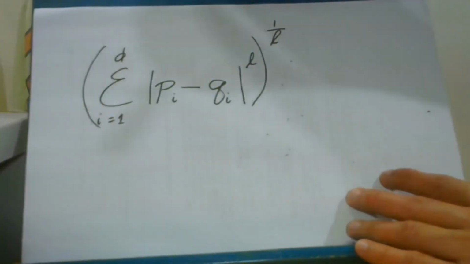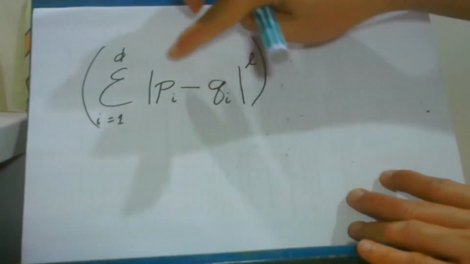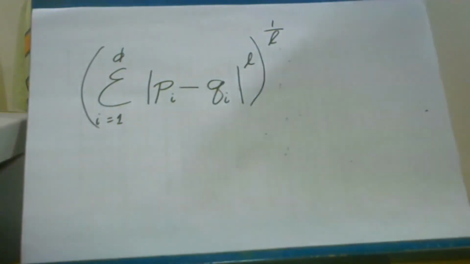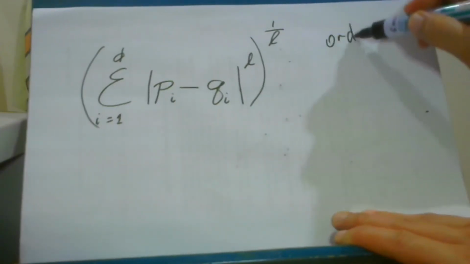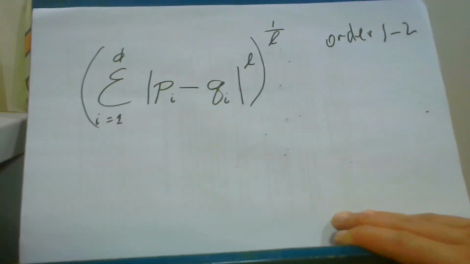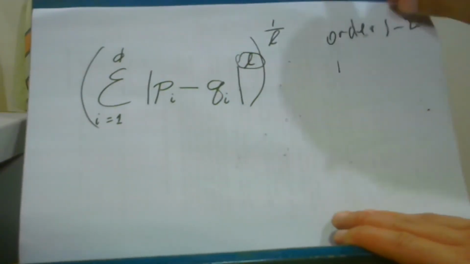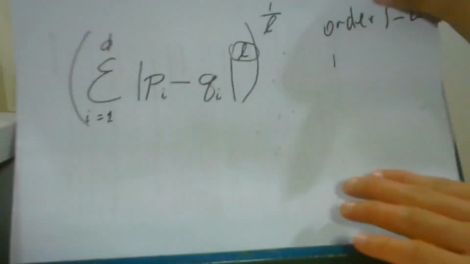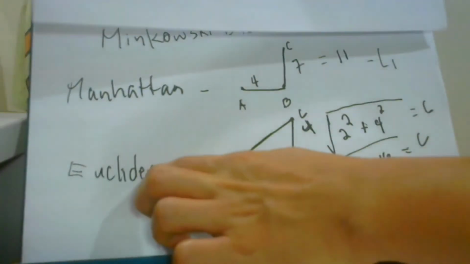We have the summation of the points, parameter q i and parameter p i, and then we are going to raise that to any parameter or order. The order here could be 1 or it could be 2. When the value here is 1, then it becomes Manhattan distance. When the value here is 2, then it becomes Euclidean distance.